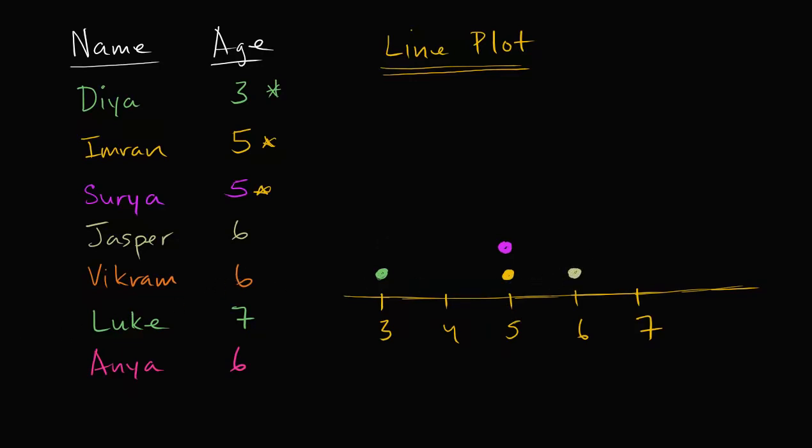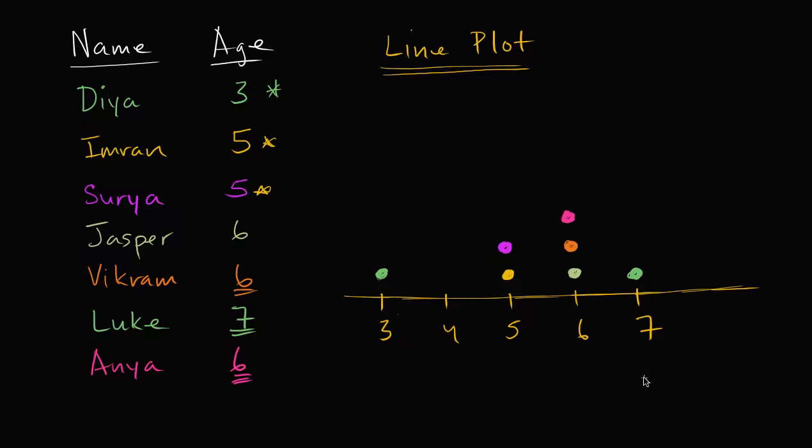Then you also have Vikram, who is age 6. Whoops, let me do that in that same color. We also have Vikram, who is age 6. So let's put him in the age 6 bucket. Then we have Luke, who is 7. So that would be a dot right over there. And then finally I have Anya, who's also age 6. So just like that, I was able to take all of the data that I have in this table, and I'm able to put it on this line plot.